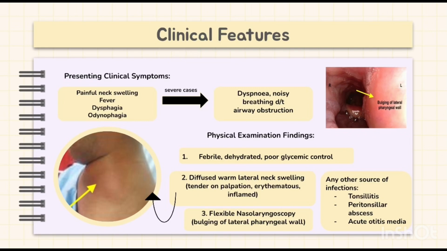And third, in a flexible nasolaryngoscopy, you will see that there is a bulging of the lateral pharyngeal wall. We may also find other sources of infection such as tonsillitis, peritonsillar abscess, and also acute otitis media.